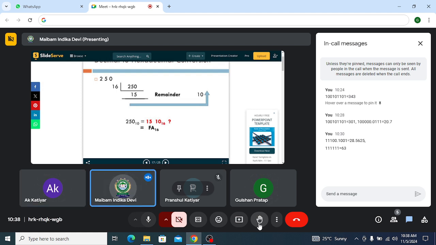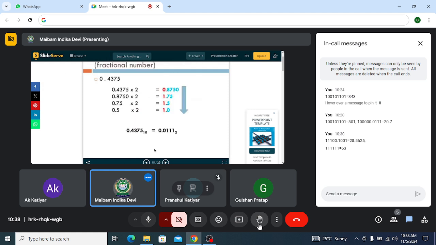Okay, now till now we have discussed the non-fractional part of conversion from decimal to binary, decimal to octal, decimal to hexadecimal. Okay. Now for the fractional part.